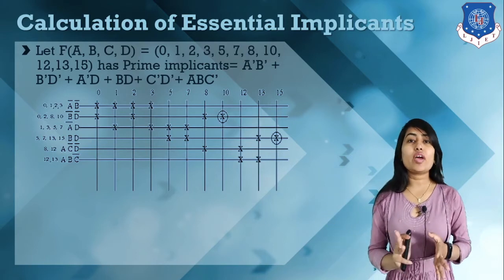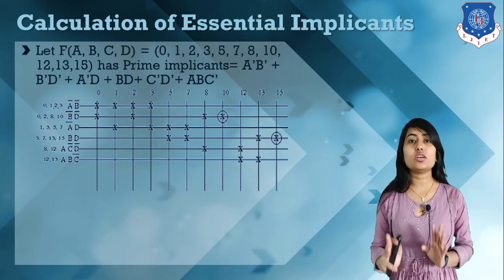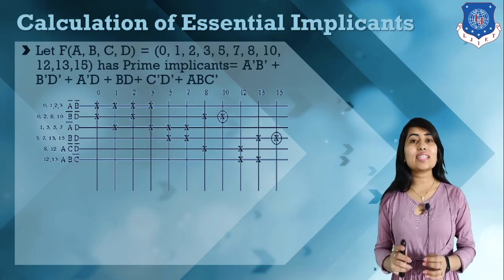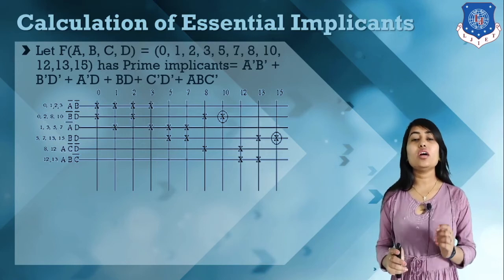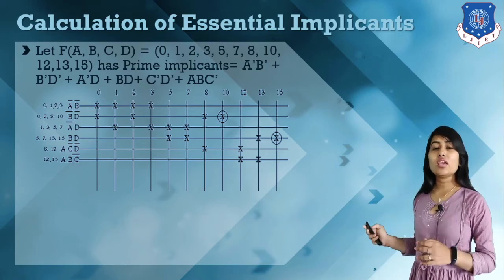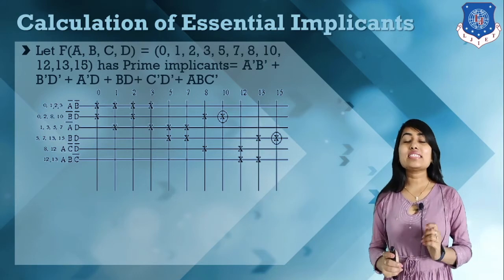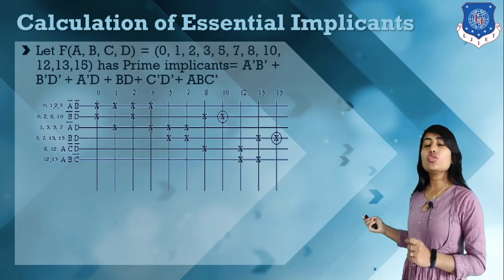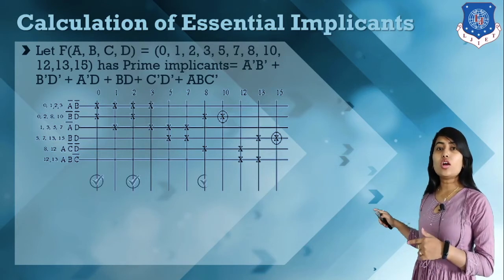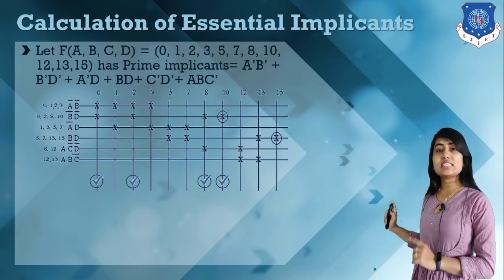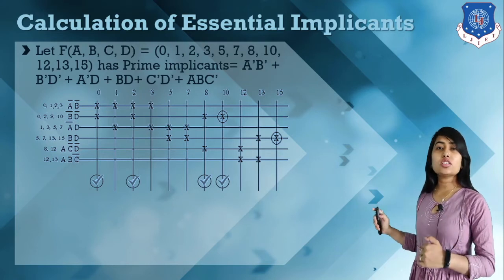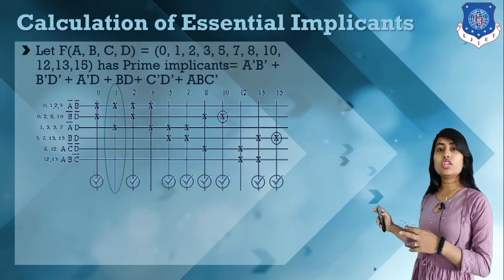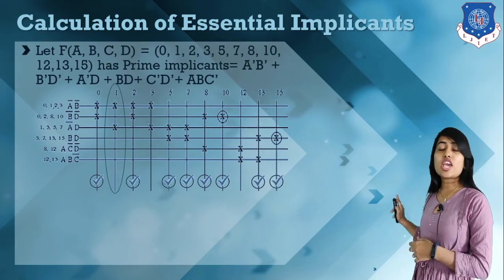Now we have our partial expression, b dash d dash plus bd, but this must cover all the terms. So let's check whether b dash d dash and bd cover all the terms. This b dash d dash has the combination 0 2 8 10, so we mark check over here, and this bd has the combination 5 7 13 15, so we mark check over here.